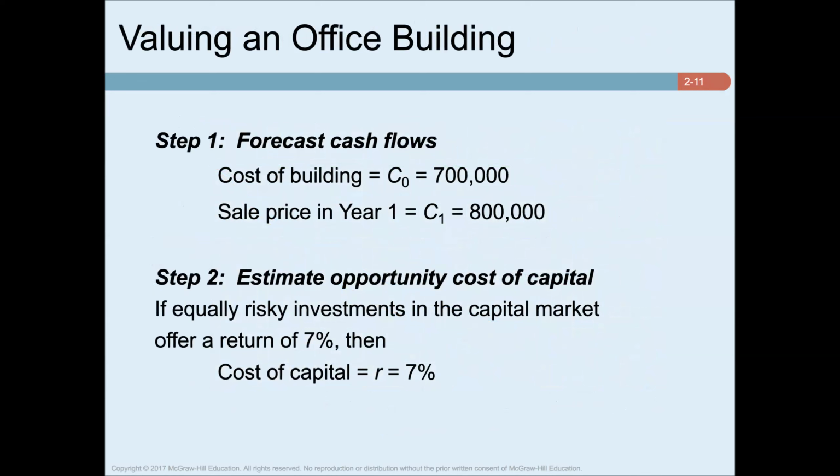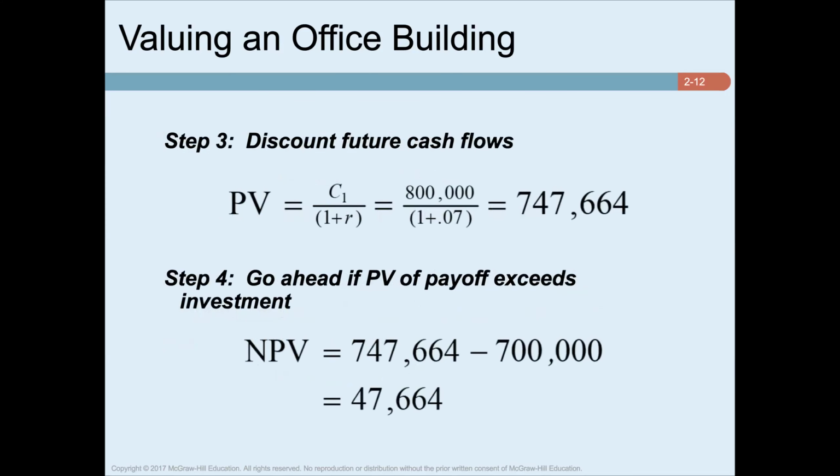So one example is, if we want to invest in this building, the cost of the building is $700,000. Okay, and we think we can sell it in 1 year for $800,000. And now, the rate of return is 7%. So when we convert the $800,000 in 1 year back to present value at 7%, so 800,000 divided by 1.07. Okay, because to the power of 1, just 1 year.